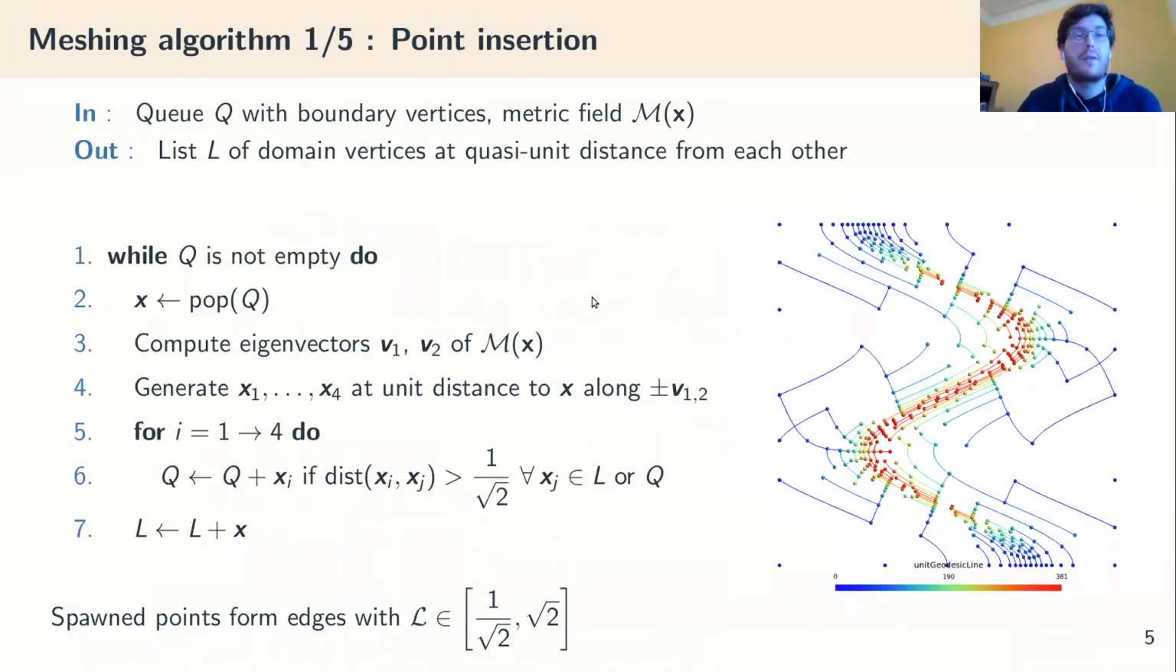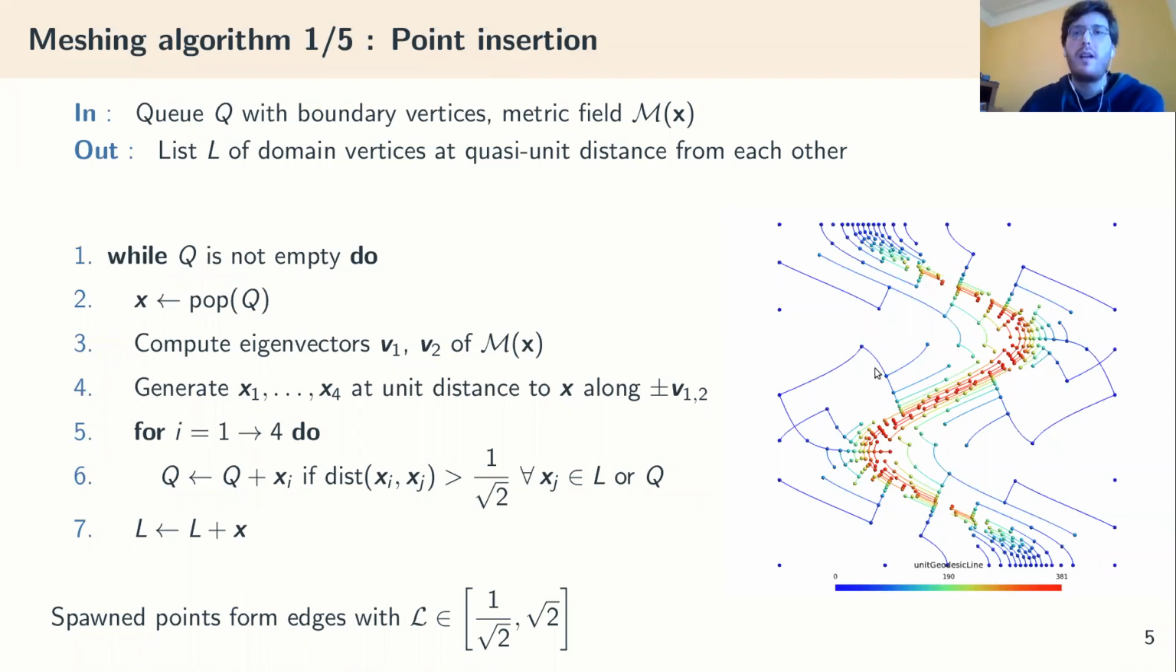Now that we have the metric field and the derivatives, I can point out the meshing algorithm, which consists of 5 parts. The first is to insert the points inside the domain. The input of our point insertion algorithm is a queue with all the points that we spaced based on the metric field on the boundary. And we also have the metric field on the domain.